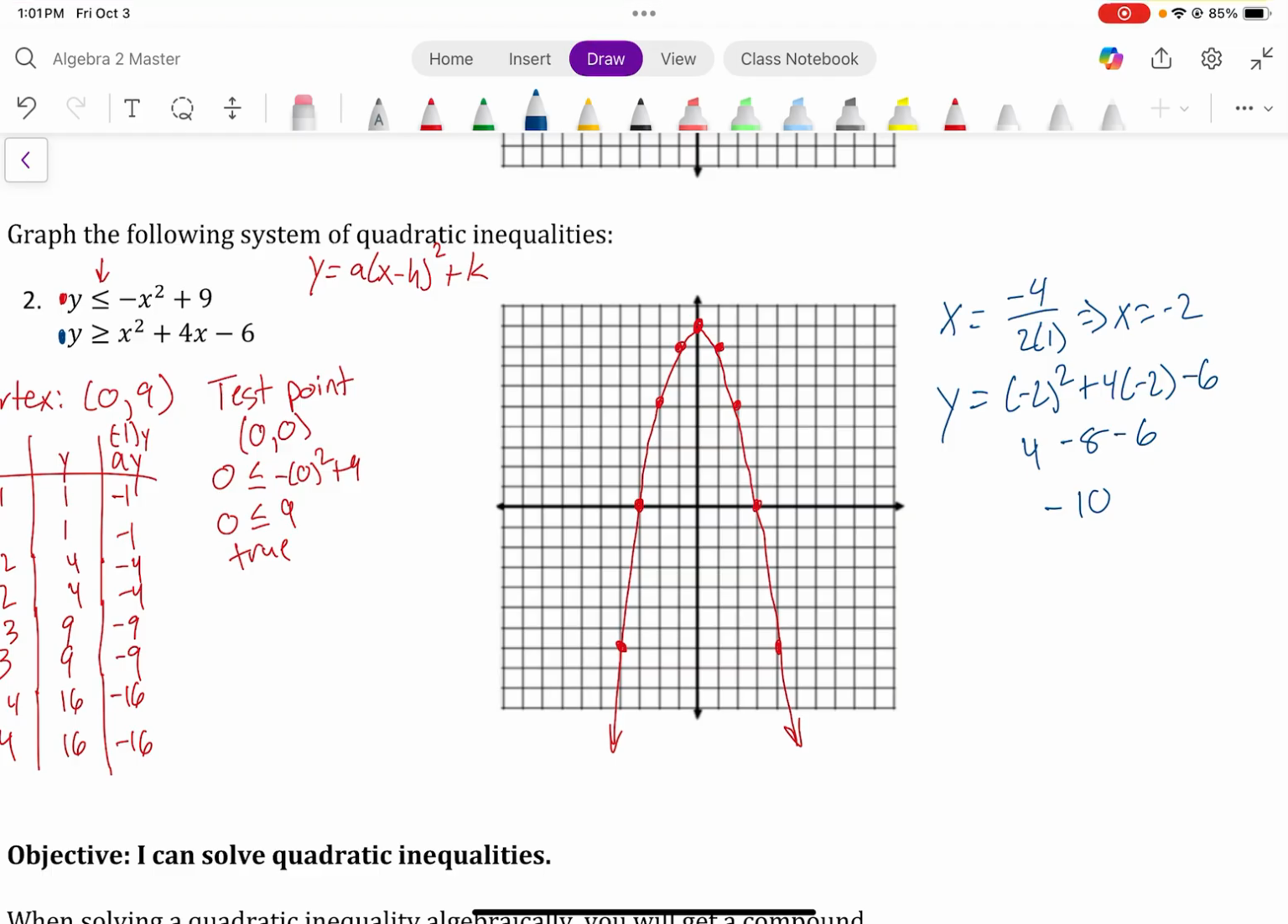Well, that's not negative. Yeah, that's -10. So 4 minus 8 is -4, minus 6 gives me -10. So I'm going to have the ordered pair of -2 and -10, which is all the way down here.